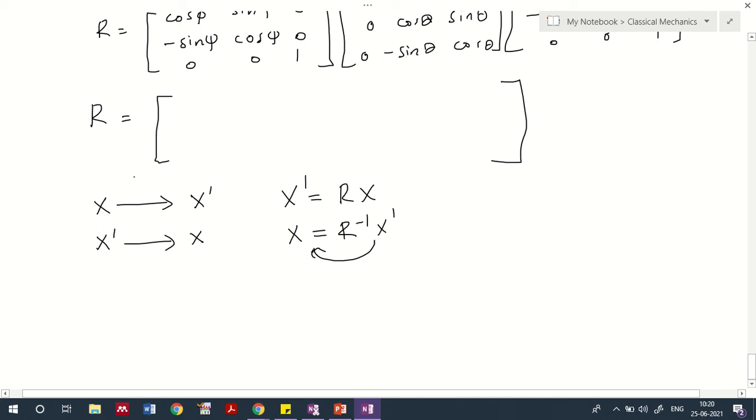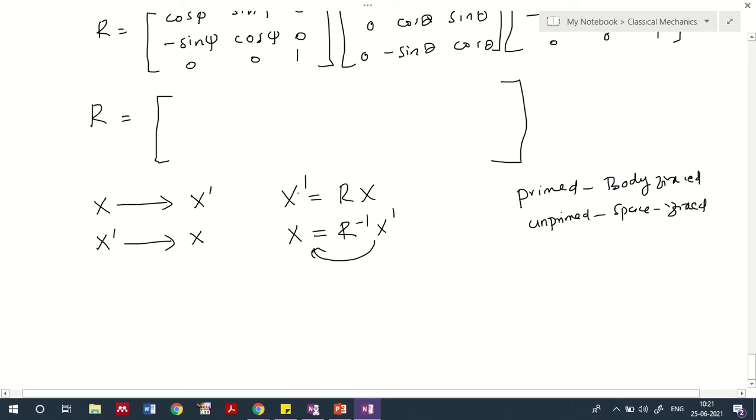What is unprimed and primed? I repeat here, we take that primed one is our body fixed, and unprimed one is space fixed. So in the first case, what we are doing is converting unprimed, that means space fixed coordinate, to body fixed coordinate.